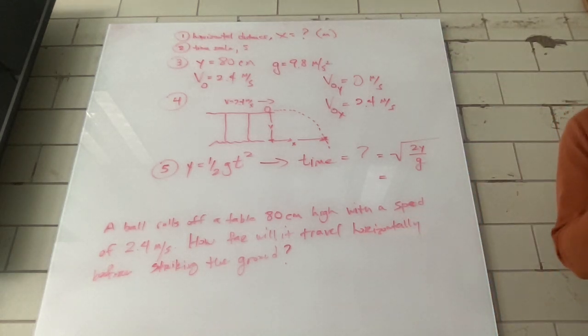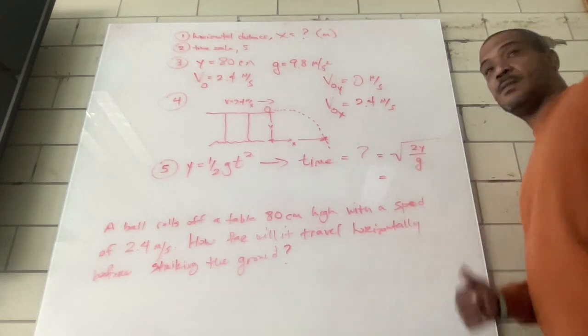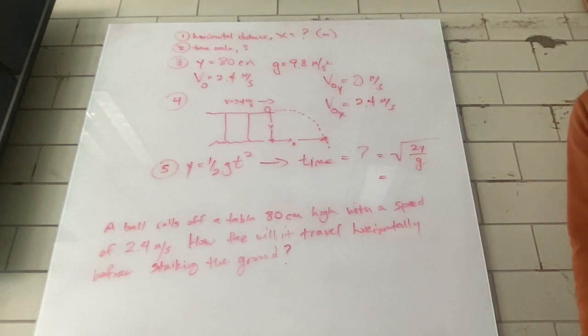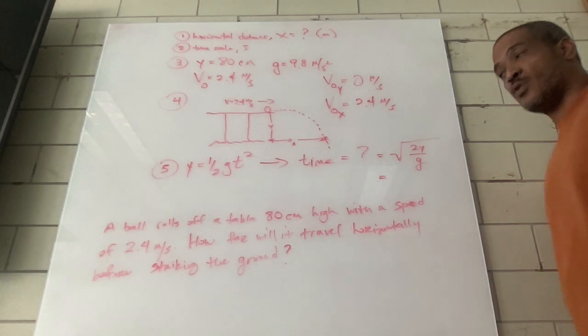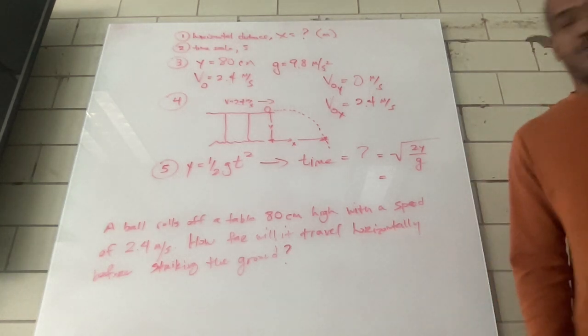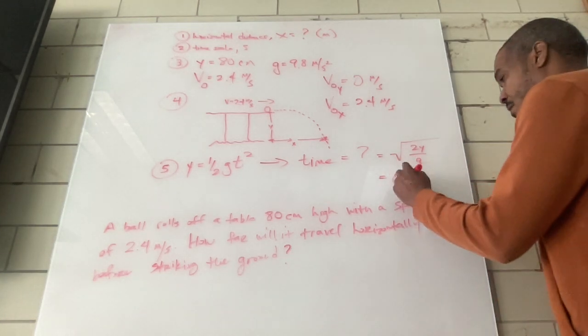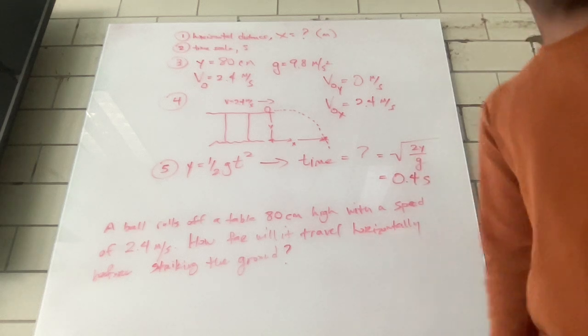What's the number? I had 0.4. So what is it? 0.4 seconds. Not centimeters, seconds. I need somebody else to get 0.4 seconds before we can move forward.